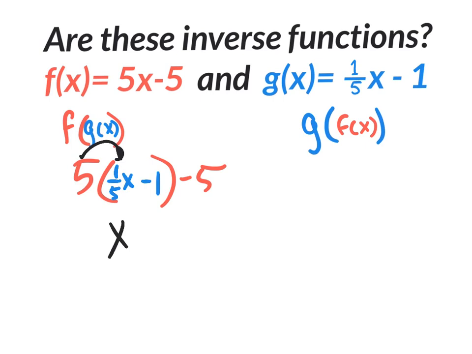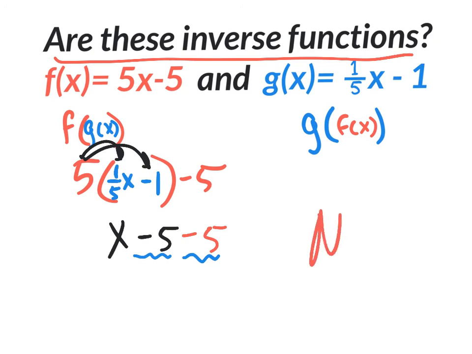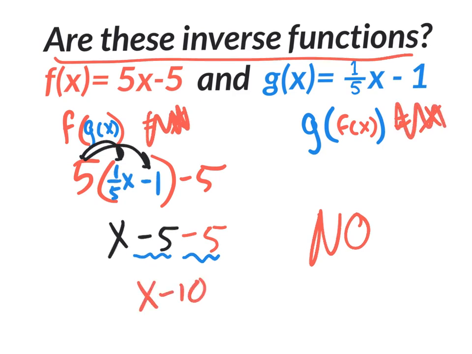So far, so great. How about 5 times -1? -5. Bring down the minus 5. Do these guys cancel out? Unfortunately, no. So right there, you could just stop. Are these functions inverse functions? No, they're not. Why? Because in order for them to be inverse functions, you have to get just x and you have to get just x. And that obviously did not happen right here. We ended up with the x minus 10. Those are not inverse functions. Okay? So it's actually nice when it doesn't end up with just x, because you could just stop and say no and you're done.